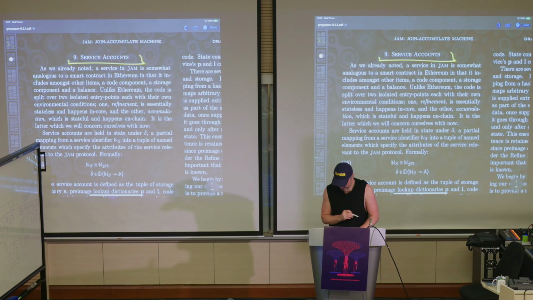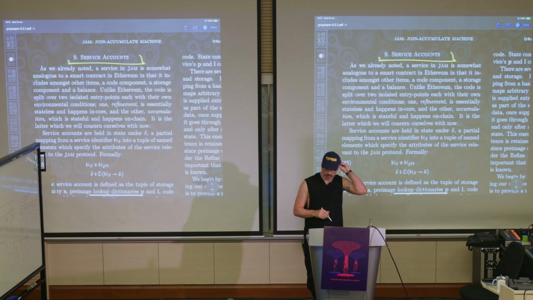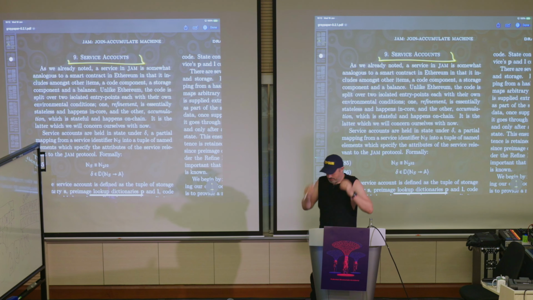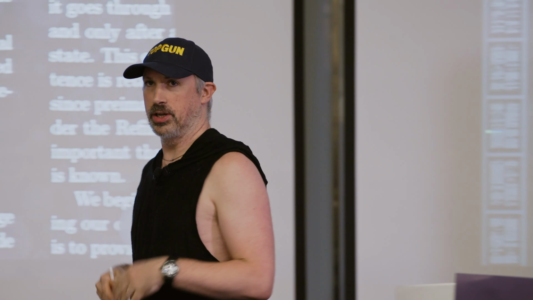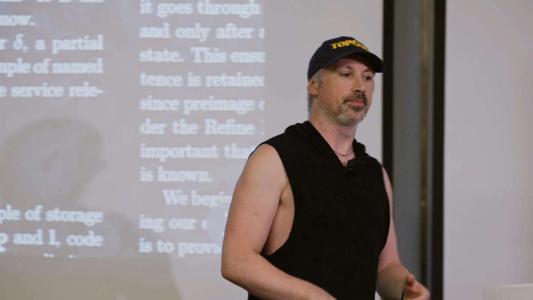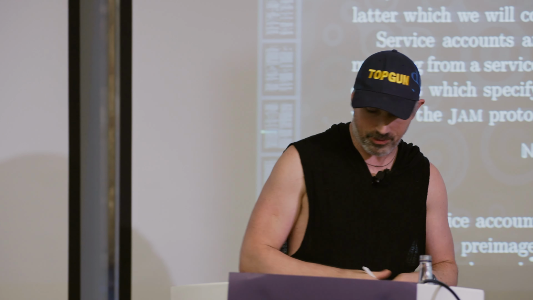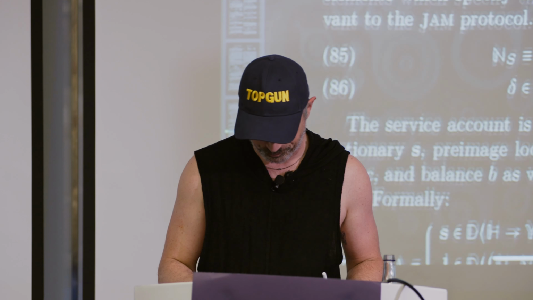Next, service accounts. So we're familiar with services in JAM. As I mentioned before, services are a bit like smart contracts. They have code, they have state. They have a few other bits, but let's have a look.